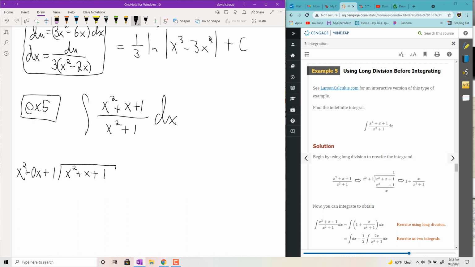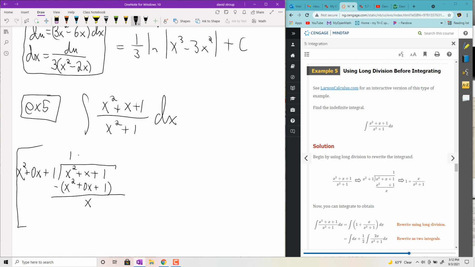So what times x squared equals x squared? 1, right? So 1 times x squared is x squared, 1 times 0x is 0x, and 1 times 1 is 1. And then you subtract these guys, and x squared minus x squared is 0, x minus 0x is x, and then 1 minus 1 is 0. And that's pretty much all you have to do for this one.